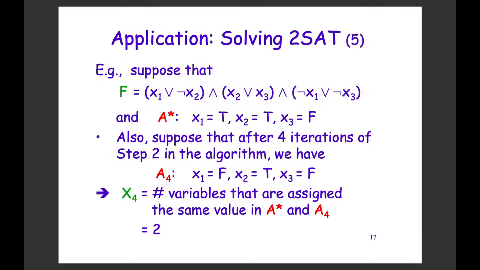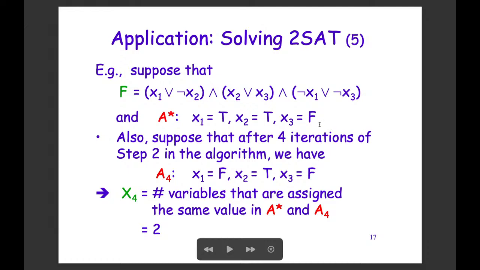So this is an example that we saw last time. Suppose that the formula is this one, and we see that this formula is satisfiable. For instance, by setting x1 to be true, x2 to be true, and x3 to be false, in that case this part will be true because of x1. This part will also be true due to x2, and this part will be true due to x3.